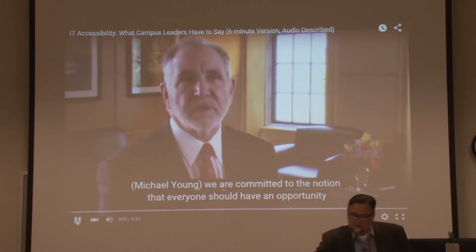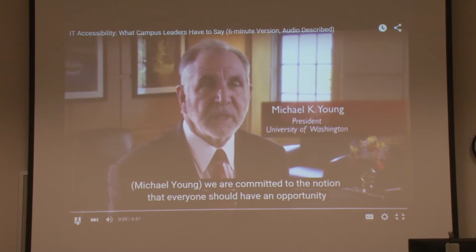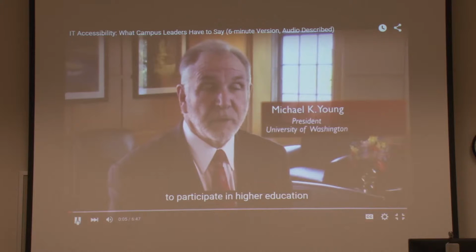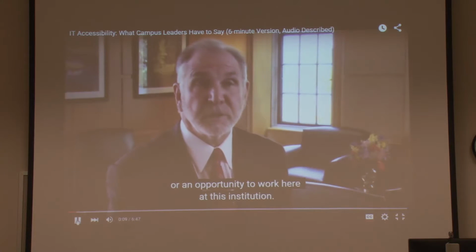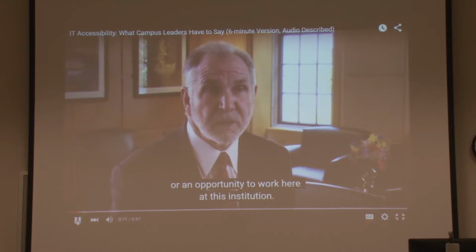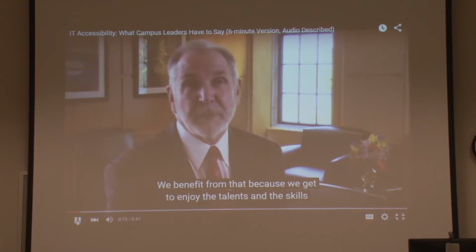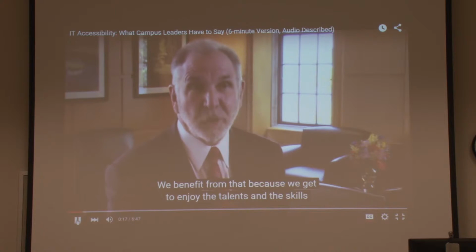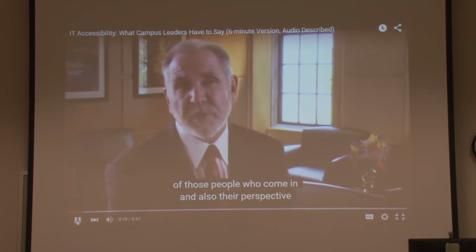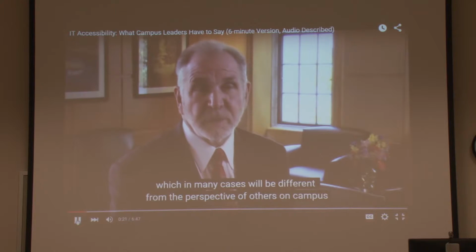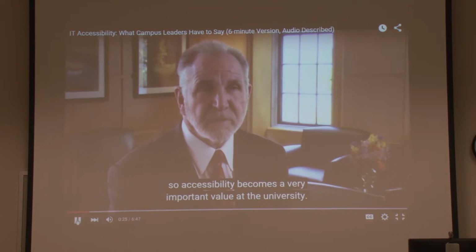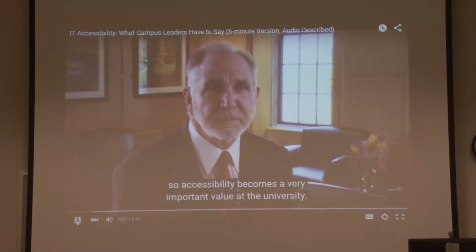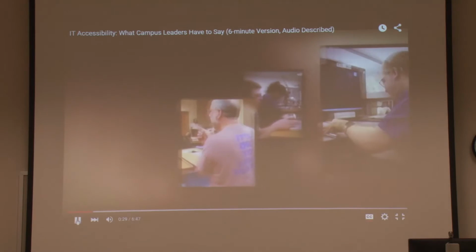We are committed to the notion that everyone should have an opportunity to participate in higher education, whether it be from a learning perspective, a research perspective, or an opportunity to work here at this institution. We benefit from that because we get to enjoy the talents and the skills of those people who come in, and also their perspective, which in many cases will be different from the perspective of others on campus. And so accessibility becomes a very important value at the university. Michael K. Young, President, University of Washington.